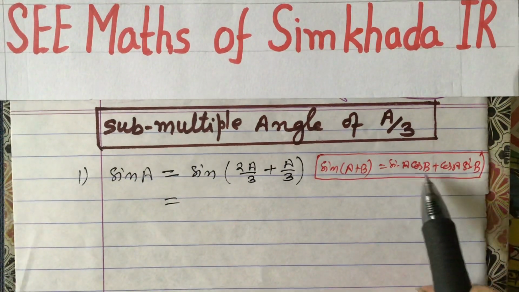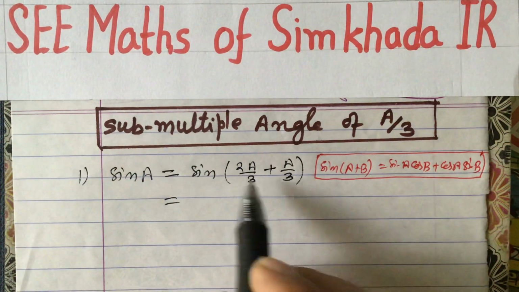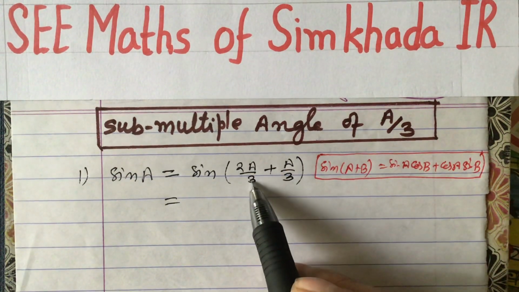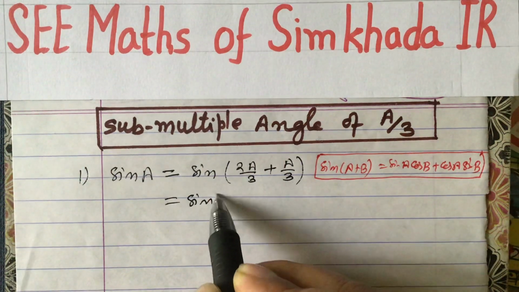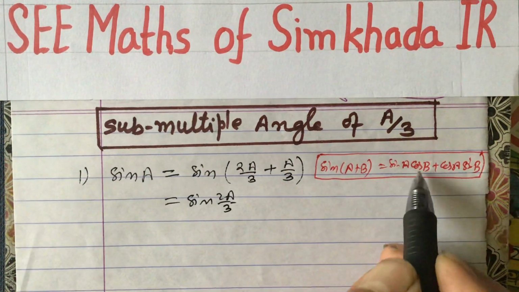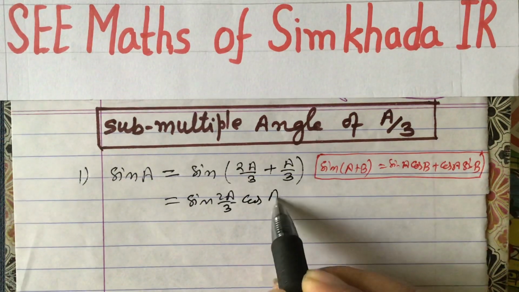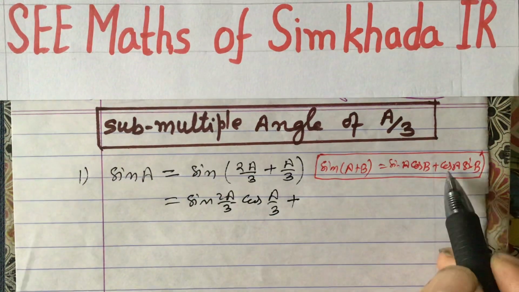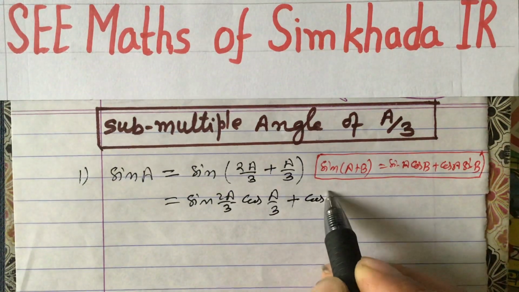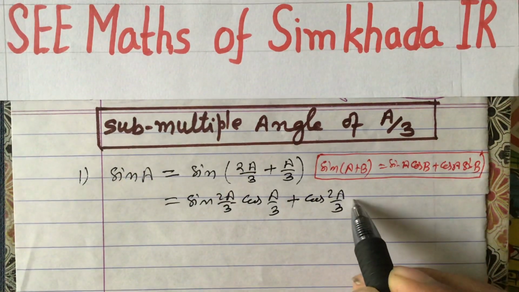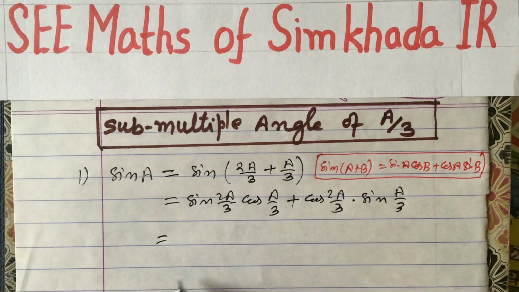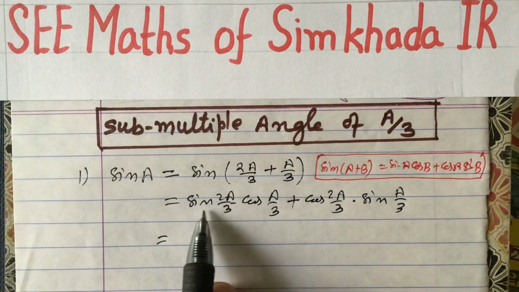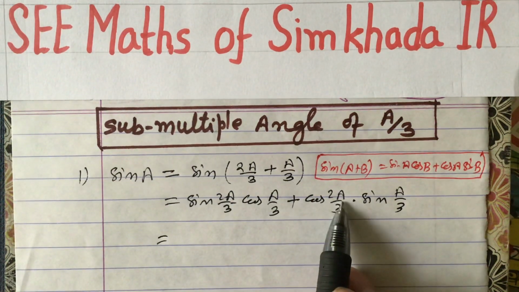Now let us apply the sin A cos B plus cos A sin B here. So just replace A by 2A by 3 and B you need to replace by A by 3. So now sin A means sin 2A by 3. Now cos B is cos A by 3 only, plus similarly cos A means cos 2A by 3, and then again sin B is sin A by 3 only. Now we have to put the formula sin 2A here. See, sin 2 times A by 3, sin 2A, and here also cos 2A formula we need to apply.